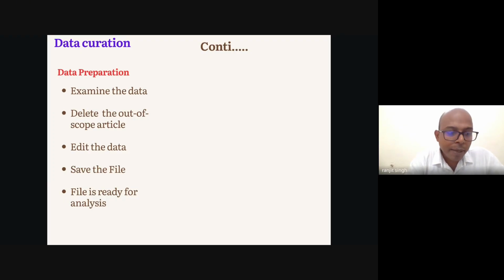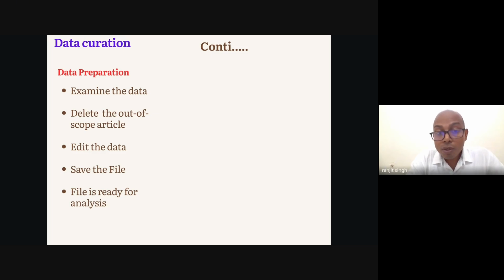Either you can edit with JabRef, or simply you open the BibTeX file with the notepad, and if you want to keep R Singh only, you replace Ranjit Singh with R Singh and it will replace all the Ranjit Singh with R Singh. Similarly, there will be some keywords where the American version is there and the British version is there. So you can edit the data so that there will be no error or duplication while doing the analysis.